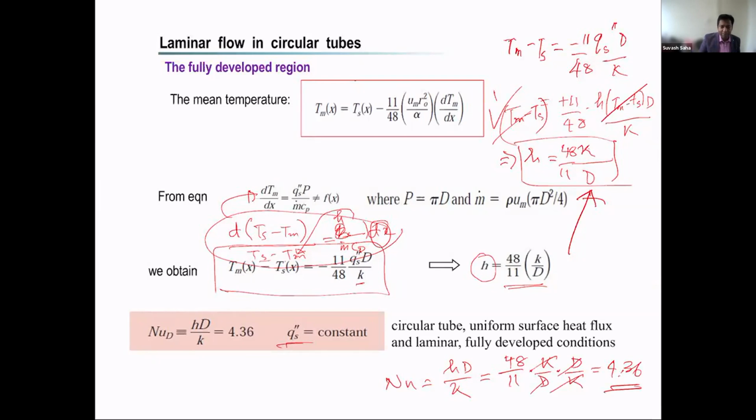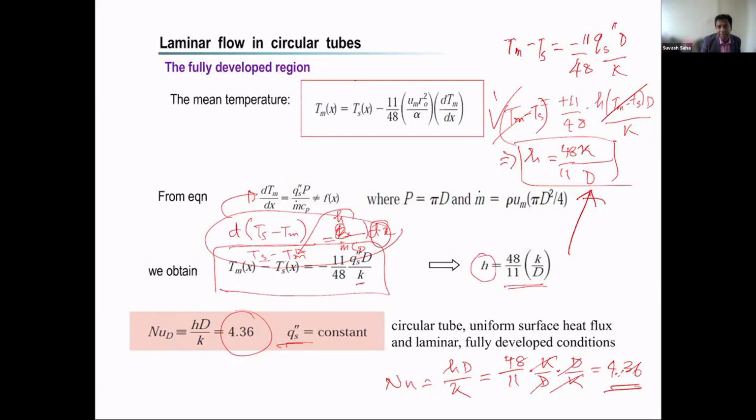So this value will be needed. Okay, so you will need this value. You okay? You understand this one? How you get this value? Because sometimes students ask the question, how did you get this 4.36 Nusselt number? Actually, the Nusselt number 4.36 came from this way. So this is the fully developed region.